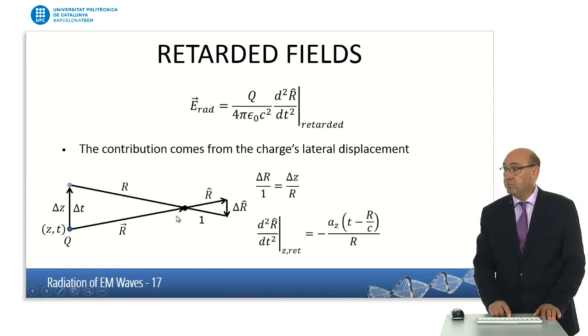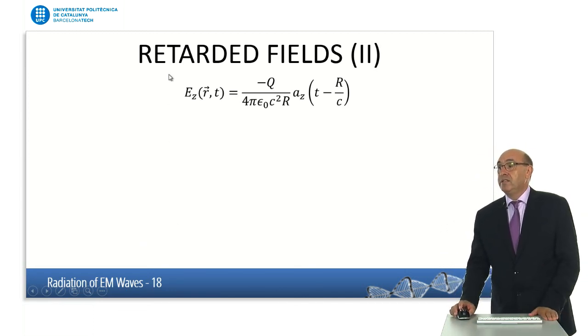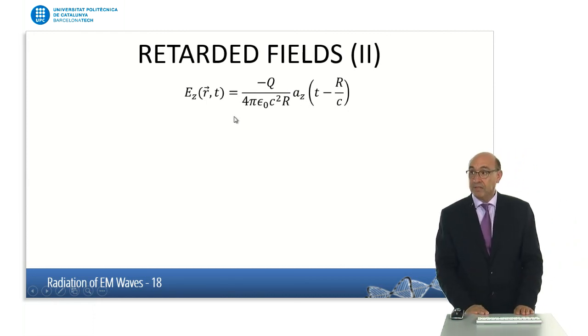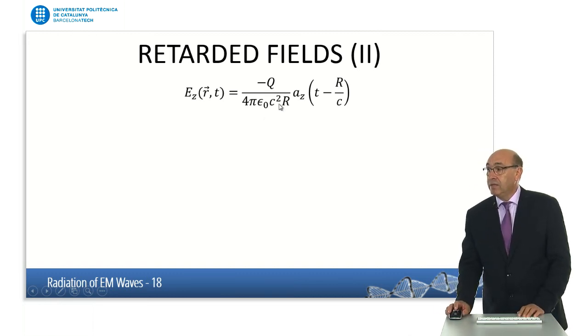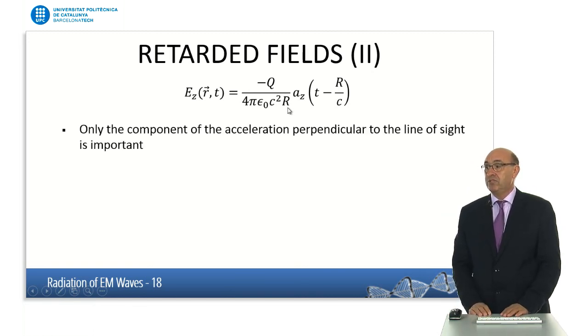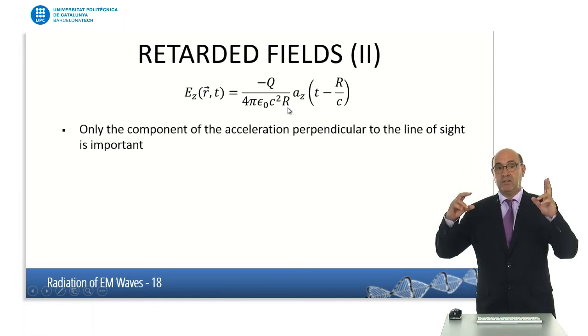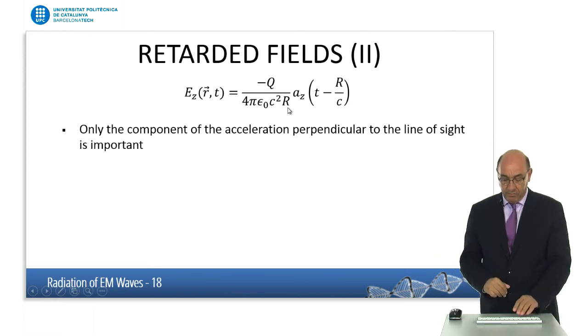So everything now is complete, and we can summarize that there is a field component in the direction of the motion of the charge, proportional to the value of the charge, inversely proportional to the distance, and directly related to the acceleration. And this field falls off according to a different law. And this is the important part of the story. So only the component of the acceleration that is perpendicular to the line of sight of the observer is the important one.